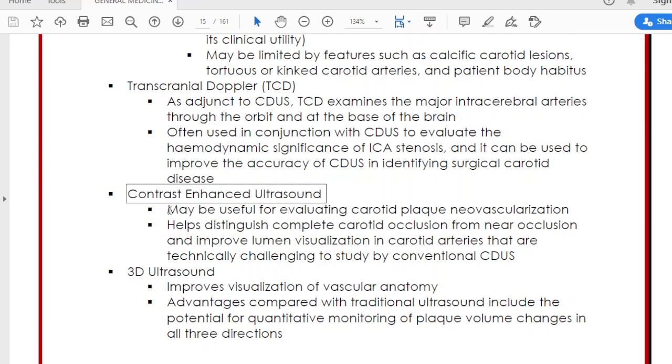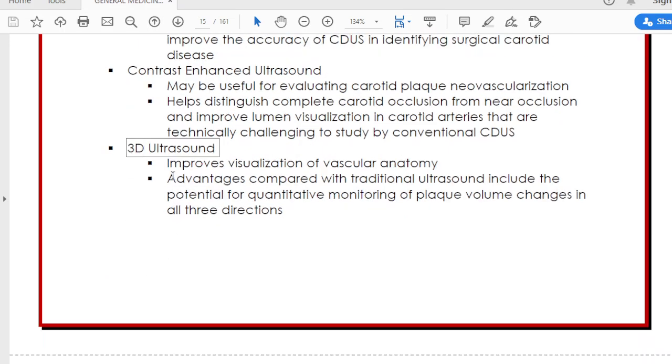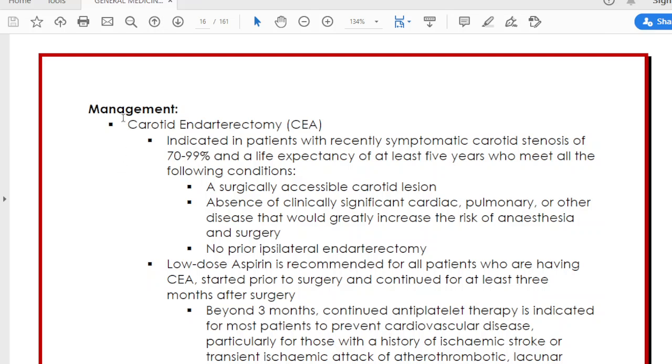Contrast-enhanced ultrasound may be useful for evaluating carotid plaque neovascularization. Helps distinguish complete carotid occlusion from near occlusion and improve lumen visualization in carotid arteries that are technically challenging to study by conventional CDUS. 3D ultrasound improves visualization of vascular anatomy. Advantages compared with traditional ultrasound include the potential for quantitative monitoring of plaque volume changes in all three directions.